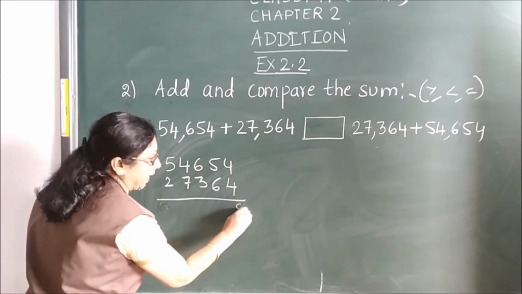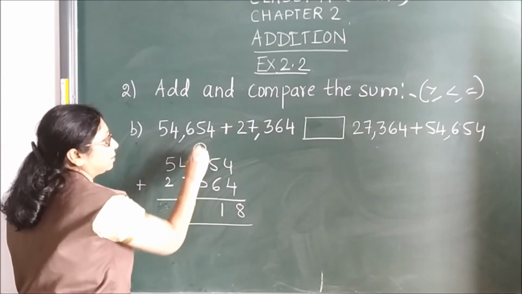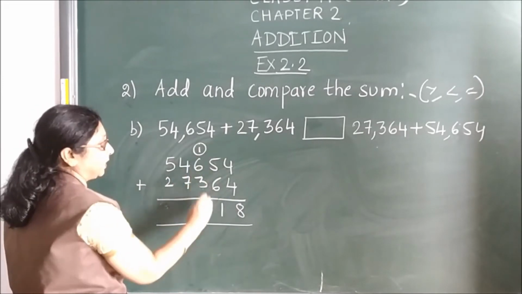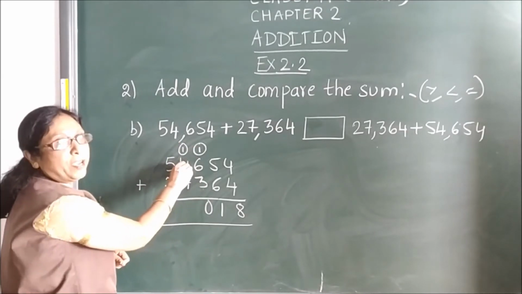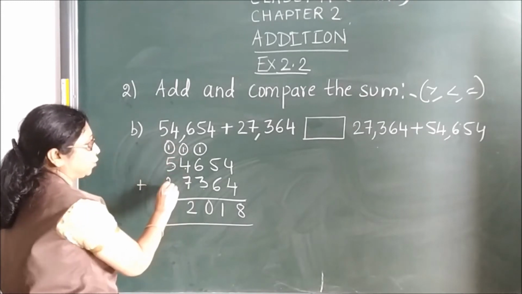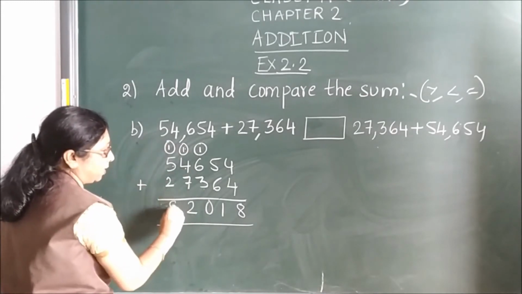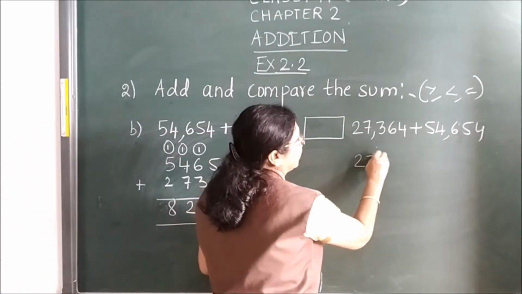4 plus 4, 8. 5 plus 6, 11. 6 plus 3, 9 plus 1, 10. Then 7 plus 4, 11. 11 plus 1, 12. 5 plus 2, 7. 7 plus 1, 8. Okay. Now here also we are going to do the same thing.